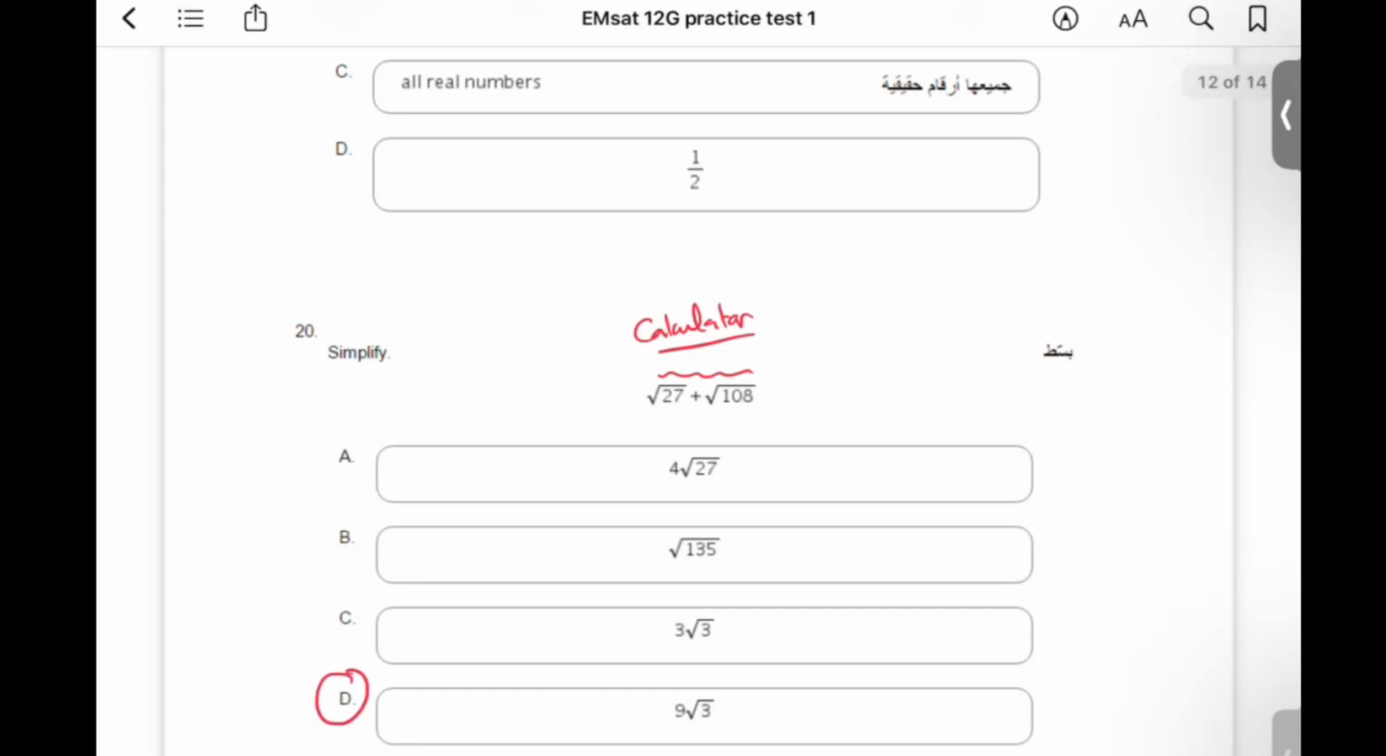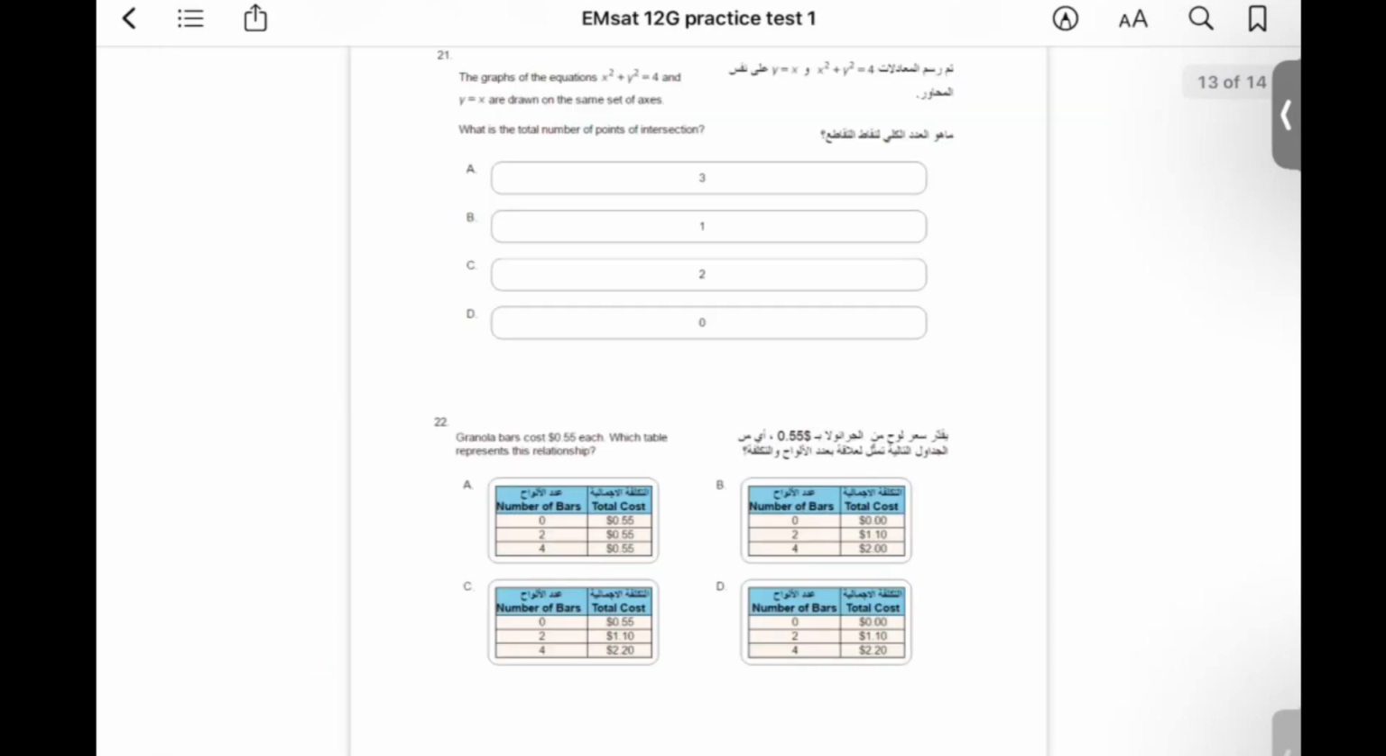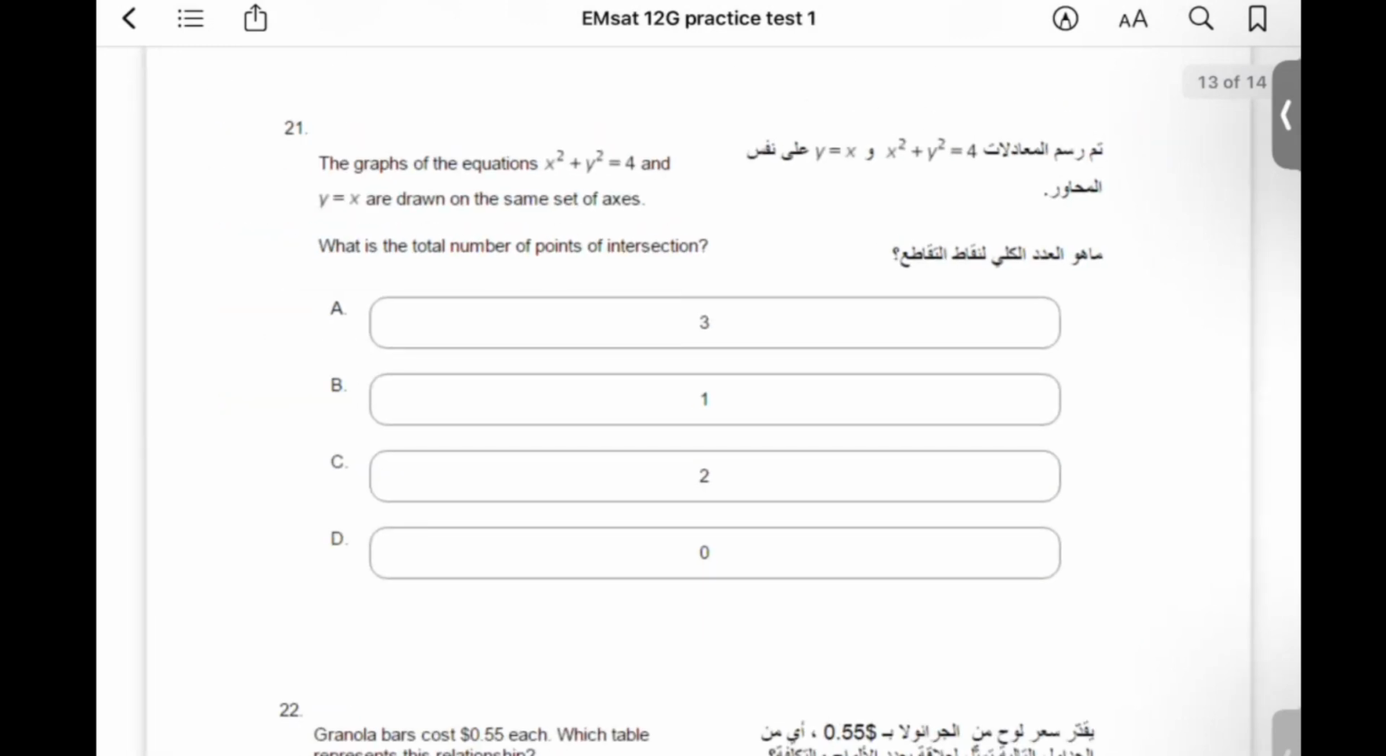Okay, I'm gonna go one page more. And here is the graph of x squared plus y squared equals 4. By the way, this is a circle with 2, 2, negative 2, negative 2, and y equals x. This is a function, and without even trying, this is 2 cuts. Or you can start substituting, and you will always have 2 solutions. Thus the answer is C.